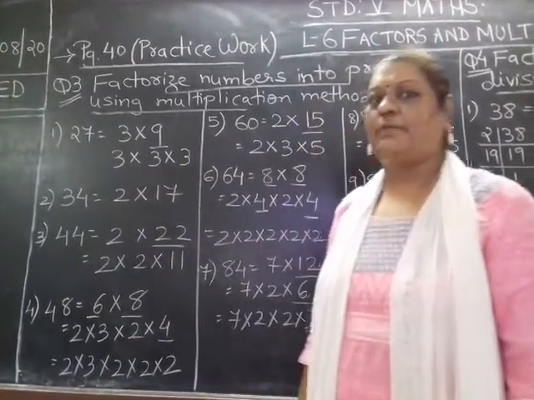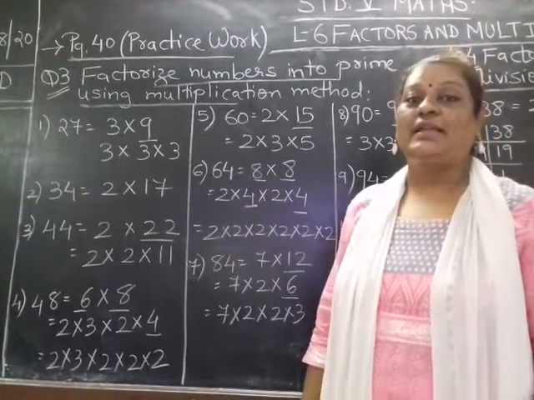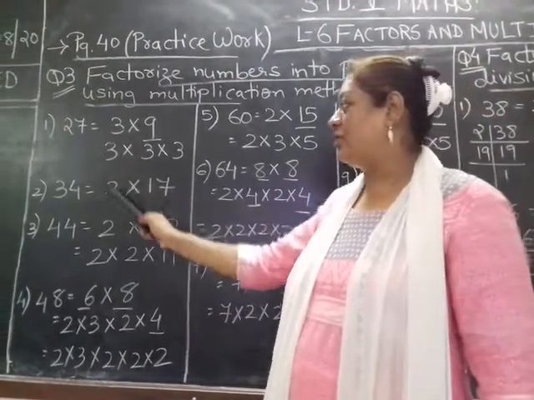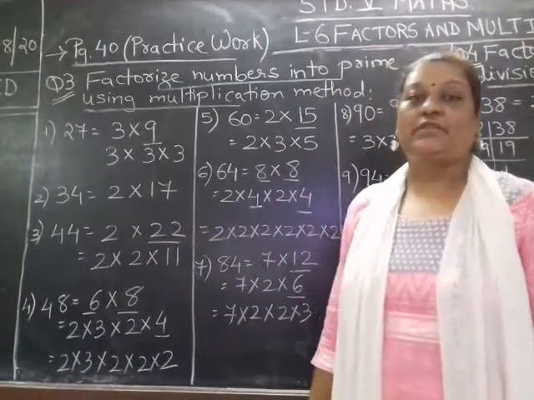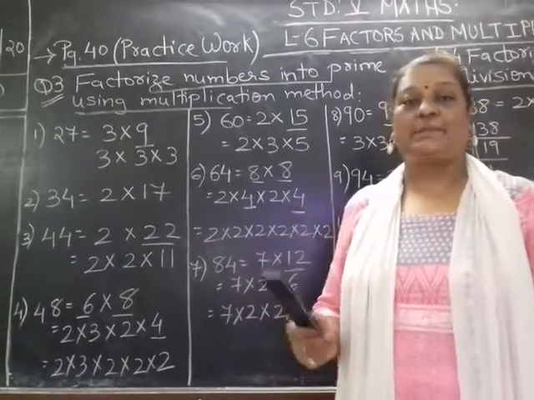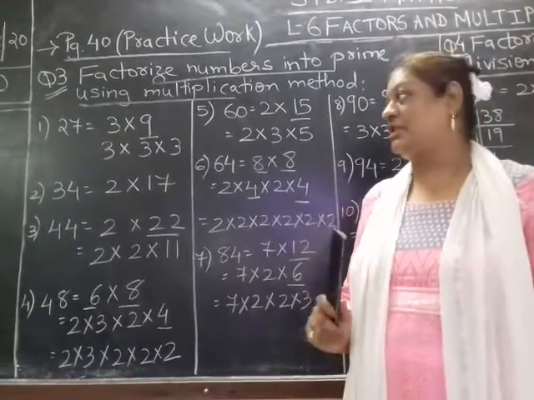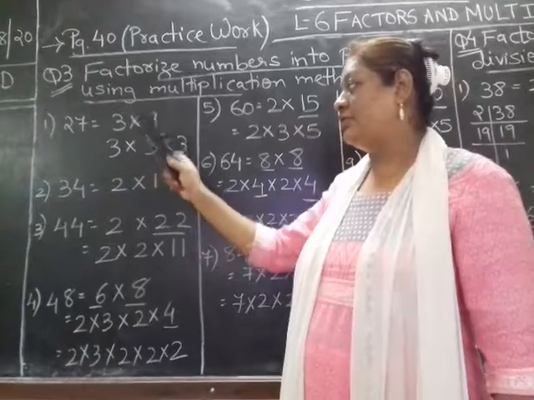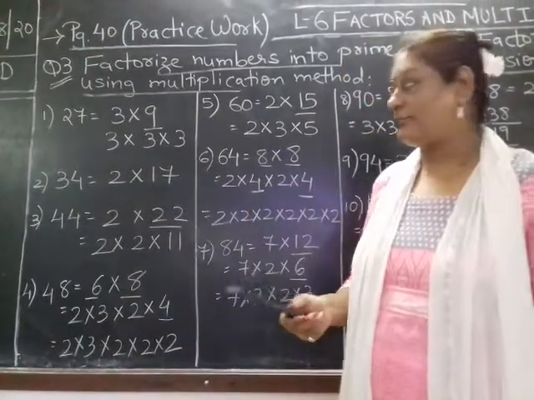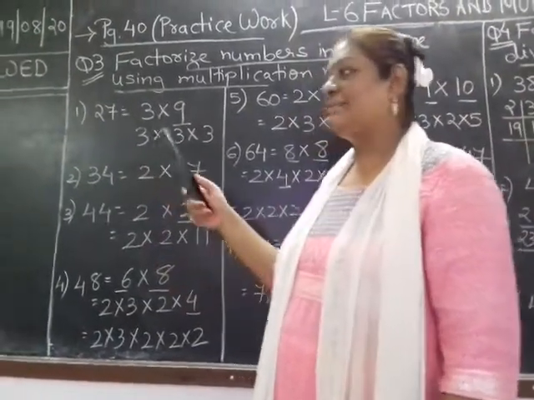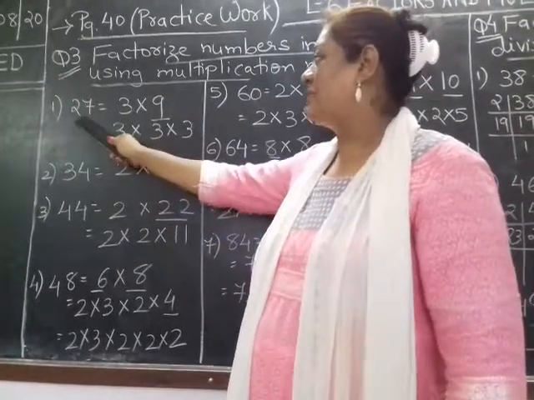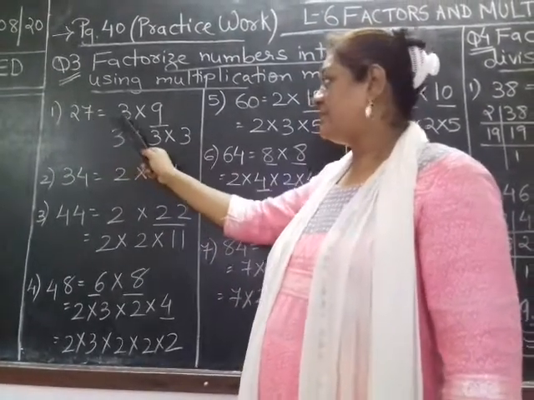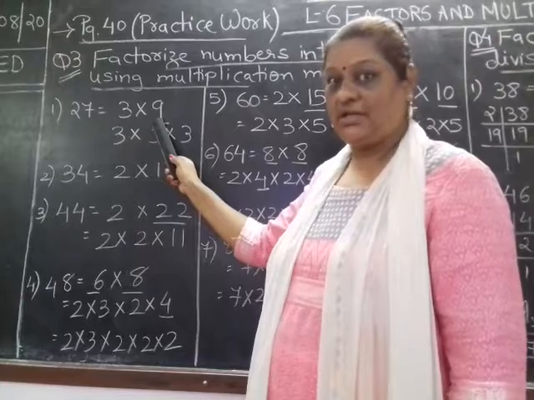You can use any of the one except 1 into 27. You will not use here any multiplication with 1. Why? Because 1 is neither prime nor composite, it is a special number. So I cannot write 1 into 27, that is totally wrong. So please understand that, except that you can use any of the table to get your answer 27. 3 nines are 27, right?